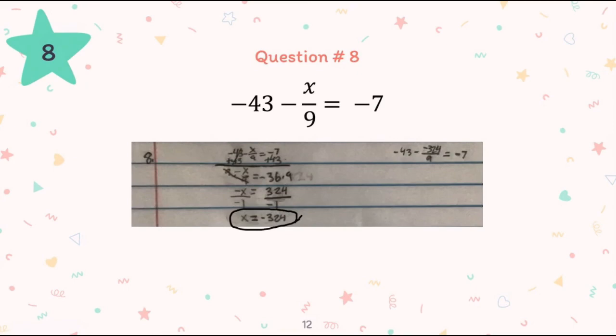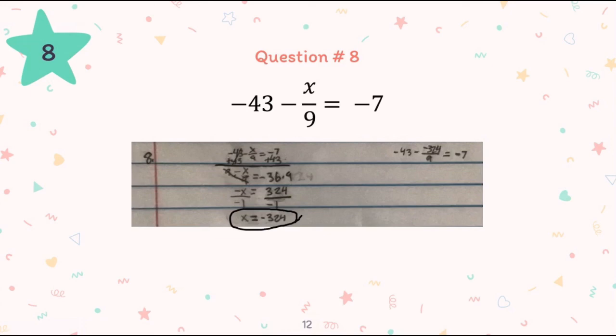For this one, the equation is negative 43 minus x over 9 equals negative 7. So I did the same thing. The opposite of subtracting is adding. So I did negative 43 plus 43, which the two symbols cancel each other out. So I do the same thing to the other side, which is negative 7 plus 43, which equals 36. So now I know that negative x over 9 equals 36.